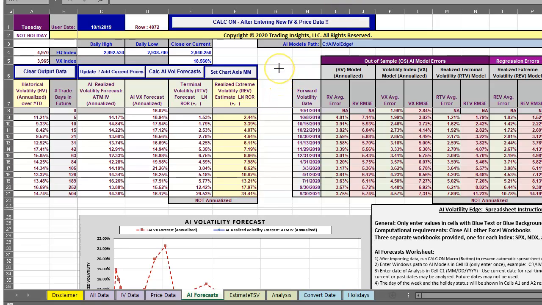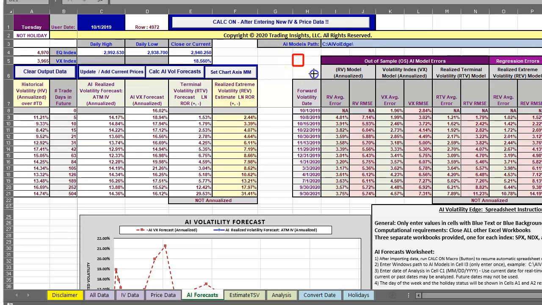I'll go through the analysis in more detail on the analysis worksheet once we actually get to this point, but these are actually just general forecasts for the general number of trading days in the future, so I don't want to go into much analysis now. We'll save that for later.